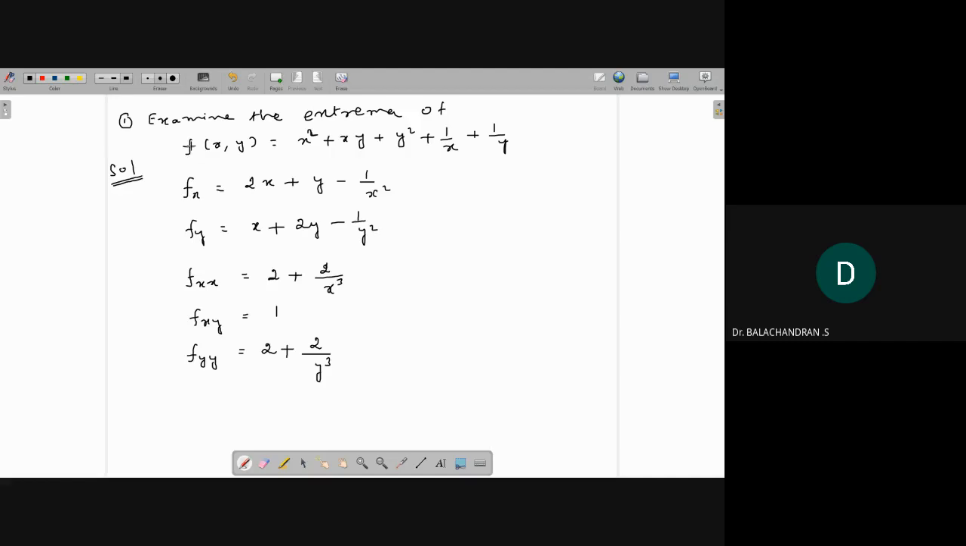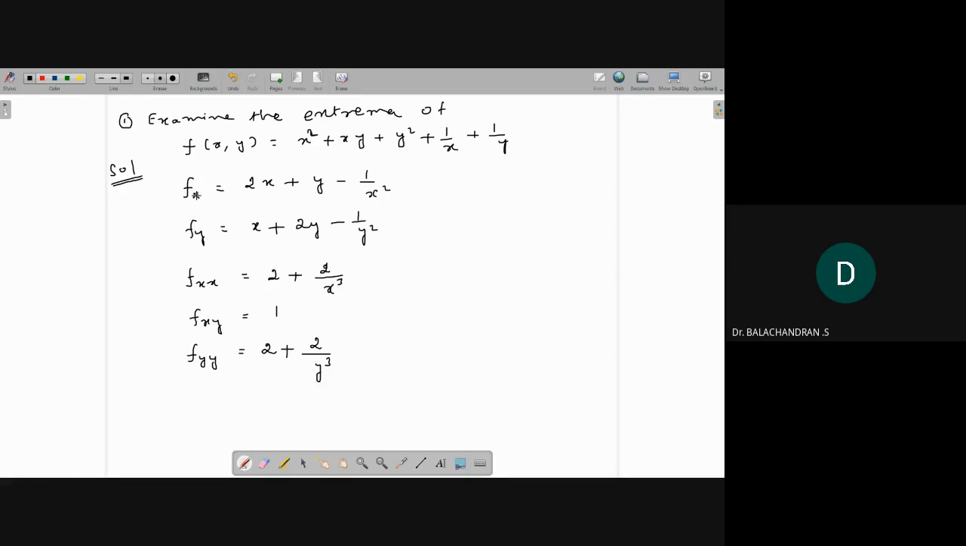Okay, we will try. Examine the extrema of the function f of x comma y equal to x square plus xy plus y square plus 1 by x plus 1 by y. So this is the function. We should find the extrema. Extrema means maxima or minima.